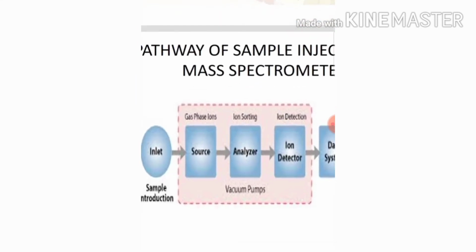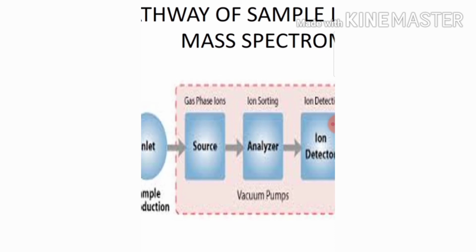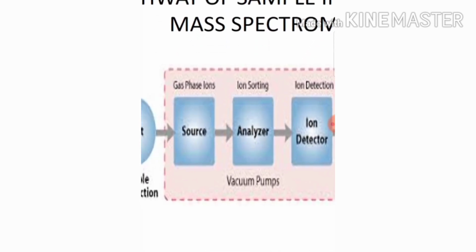Next, the same pathway, through which the sample is injected, and the deflection and detection of the mass spectra will be done through this mass spectrometer. This is the flow chart. So inlet means injection of the samples, that is, the gas phase ions. First it will be converted into gas phase ions, in the presence of heat and a laser beam. The laser beam creates the ionic form and heat generates the vaporized form of the molecules.